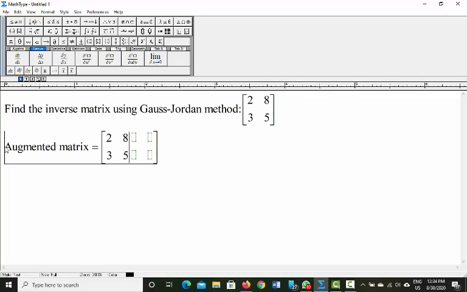So in the first step we will form an augmented matrix. To find the inverse matrix using the Gauss-Jordan method, we form an augmented matrix by including an identity matrix with the original matrix. This is the matrix whose inverse we want to find. We will write that matrix on the left hand side, and there will be a partition or divider, and on the right hand side of the divider we will write an identity matrix.